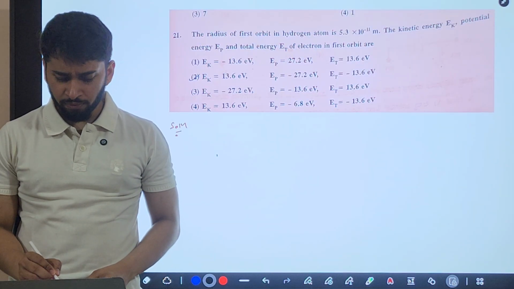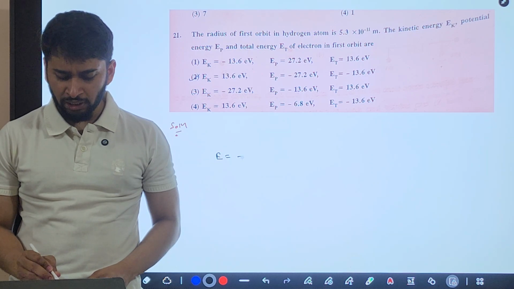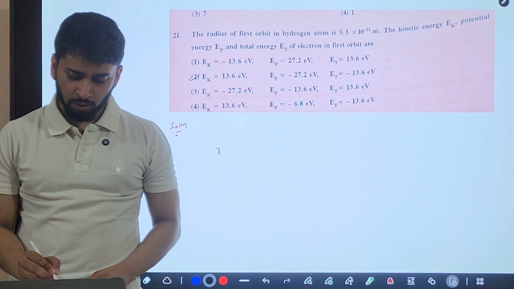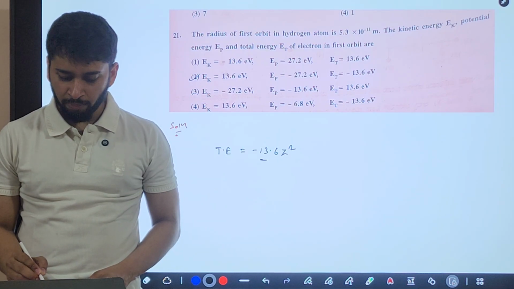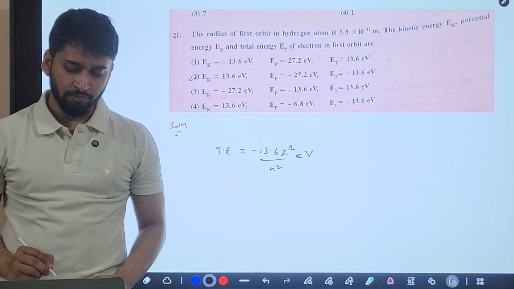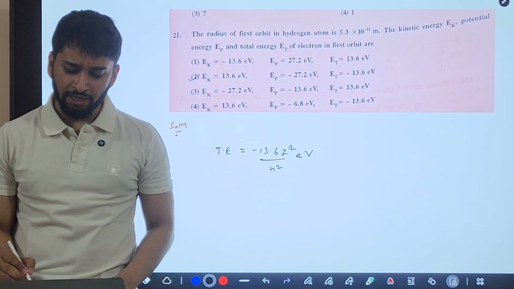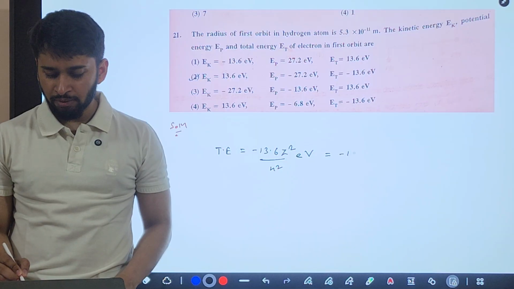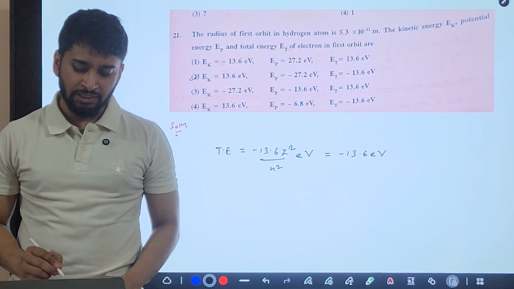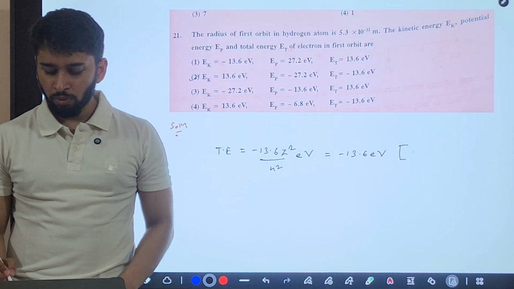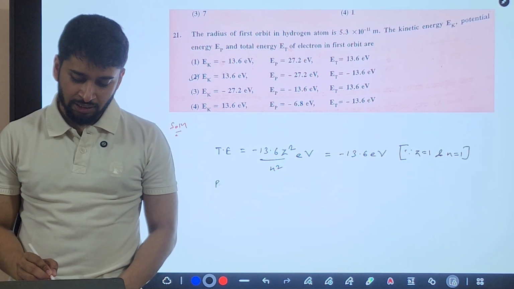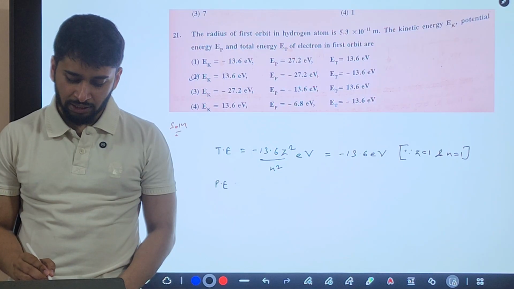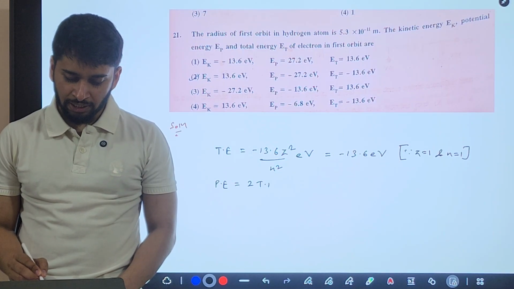The energy of any orbit is given by the total energy in general. The total energy is minus 13.6 Z square by N square electron volt. So for the first orbit of hydrogen atom, the total energy will become minus 13.6 electron volt, because here Z and N both will be equal to 1. Now we know that the potential energy is 2 times the total energy.